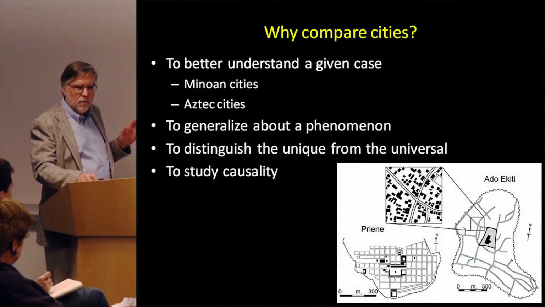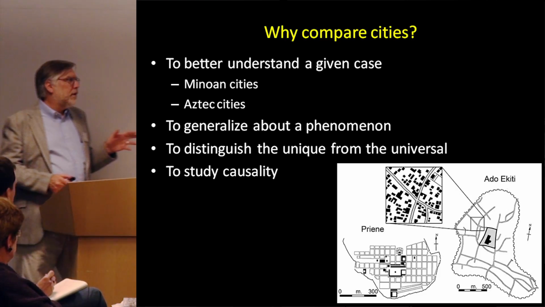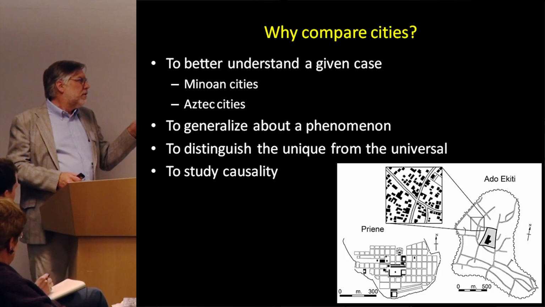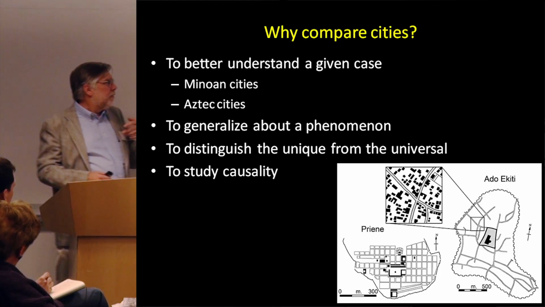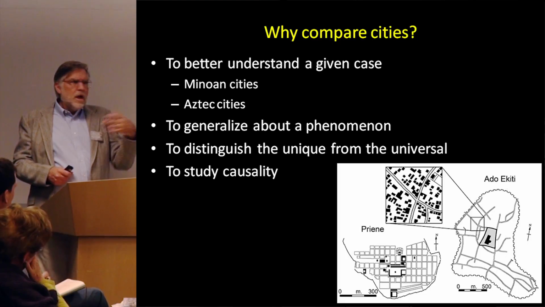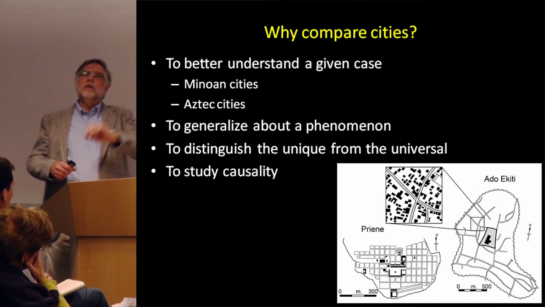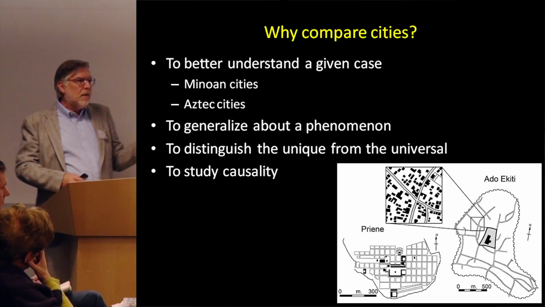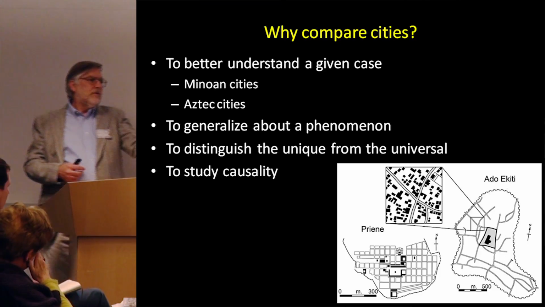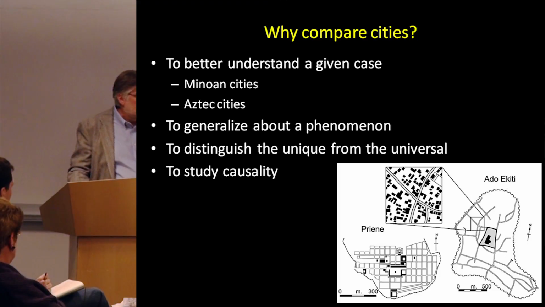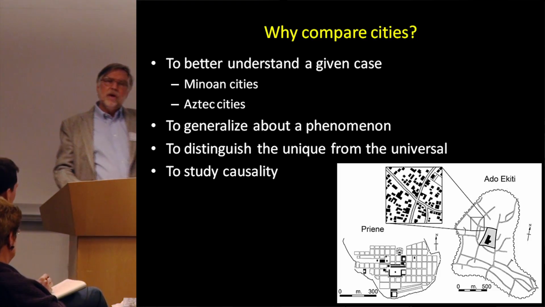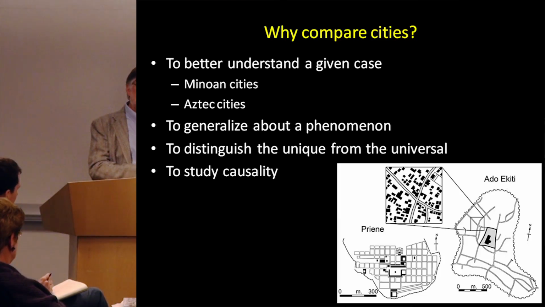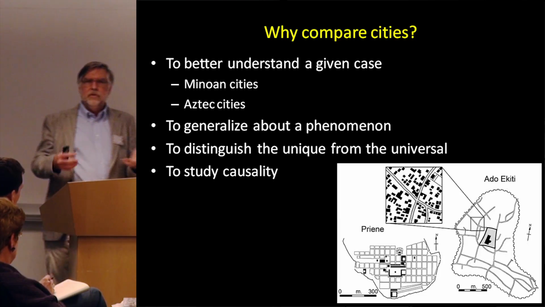But I'm going to start off: why do we compare cities? One is to better understand a given case. Minoan cities, Aztec cities. Jan asked, why do we need models from other areas? Well, they give ideas. A model from Ugarit is not going to explain a Minoan site, but it might provide some suggestions. It might provide hypotheses that can be tested. It's a source of ideas and inspiration.